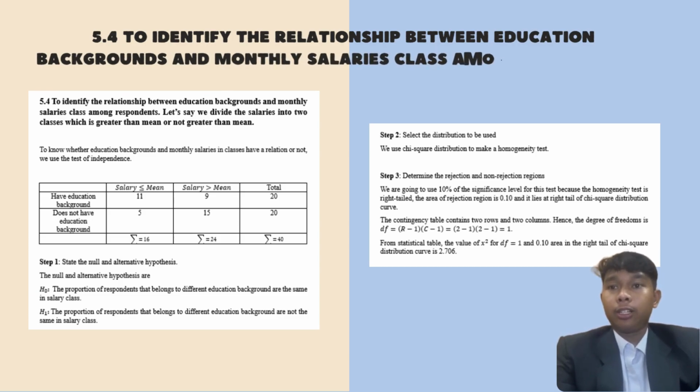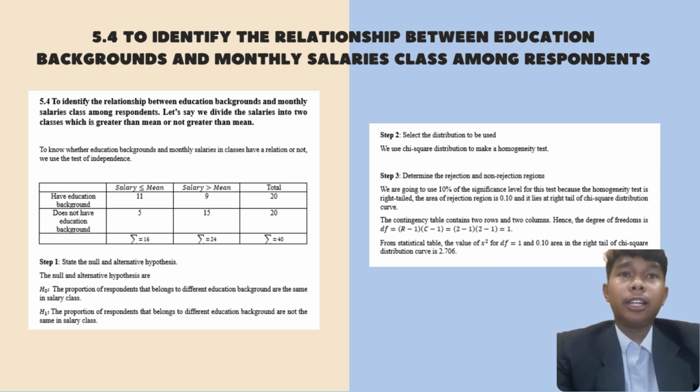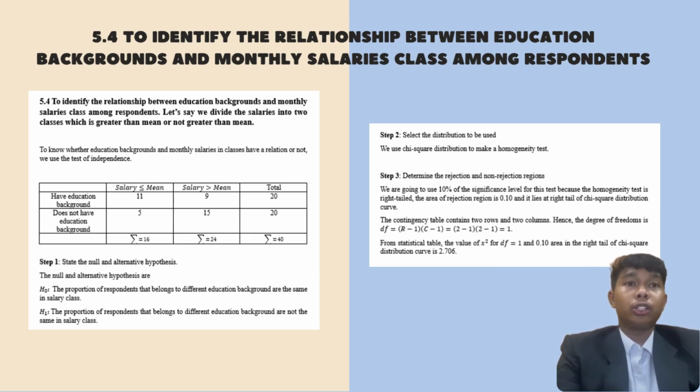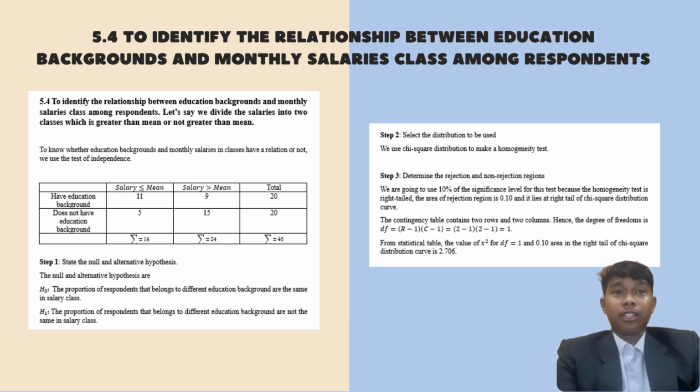Meanwhile, for the H1, the proportion of respondents that belong to the different education background are not the same in the salary class. Next, we will select the distribution to be used. So thus we will use chi-square distribution to make a homogeneity test. Step 3, determine the rejection and non-rejection regions.